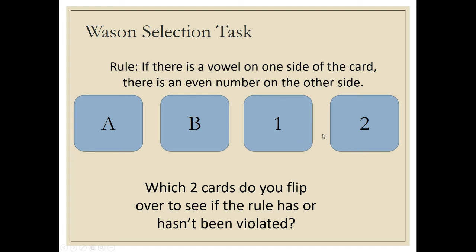So actually, this card over here with 2 on it doesn't matter for testing this rule. The card that matters and the card that most people don't pick is the card with 1 on it. Because if we turn this card over and it has B, well, that's fine. But if we turn this card over and it has A on it, well, then we've violated the rule. There is a card with a vowel on one side and not an even number on the other side. So, the correct cards you have to turn over are A and 1. And the reason why this is such a valuable research tool is that most people choose incorrectly, right?